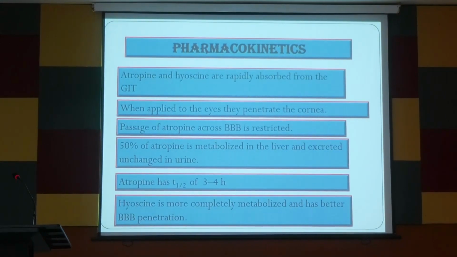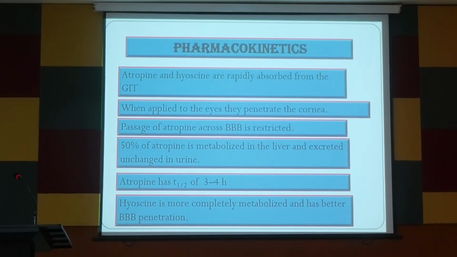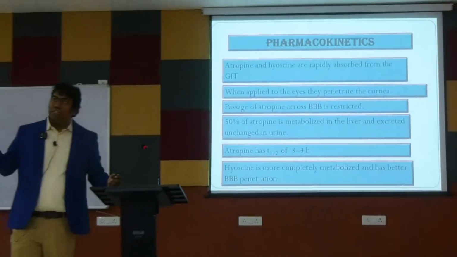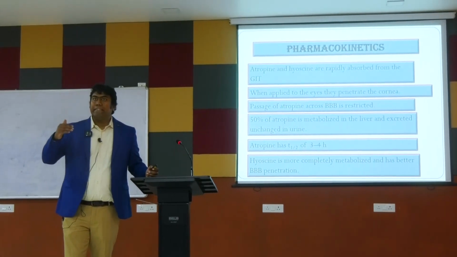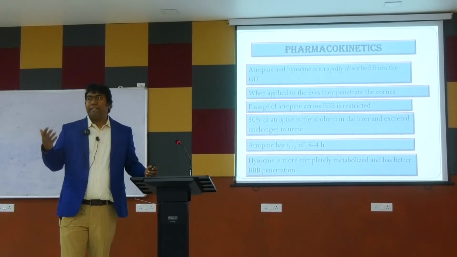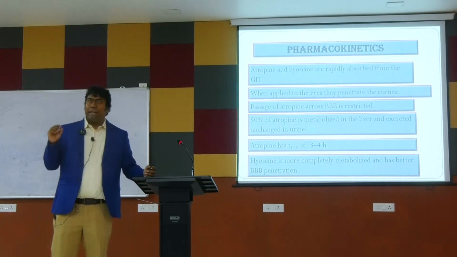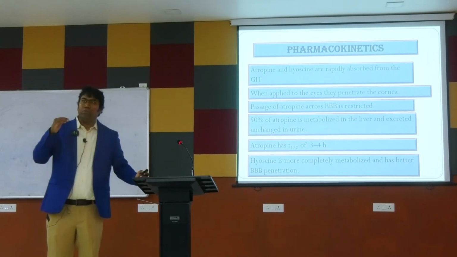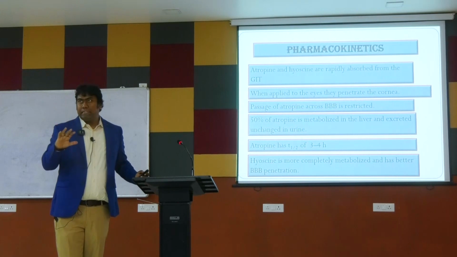Hyoscine is preferred for motion sickness. Why is hyoscine preferred over atropine? Because it better penetrates the blood brain barrier. Clearly explain why we choose hyoscine over atropine for motion sickness.